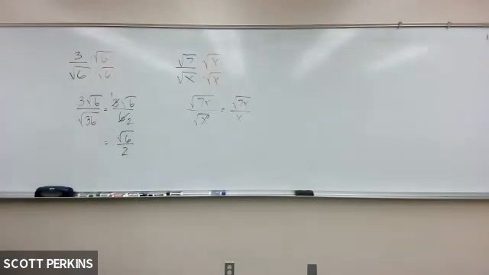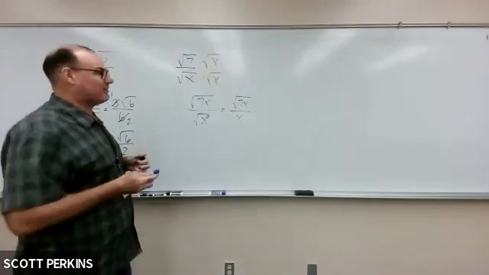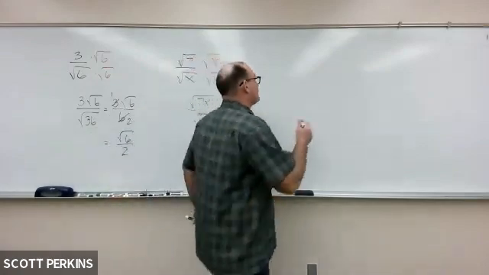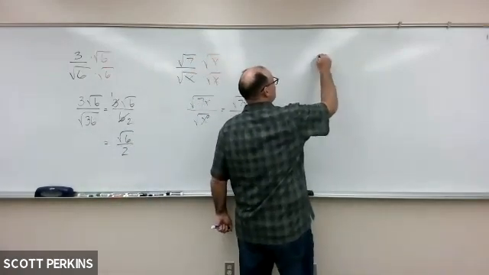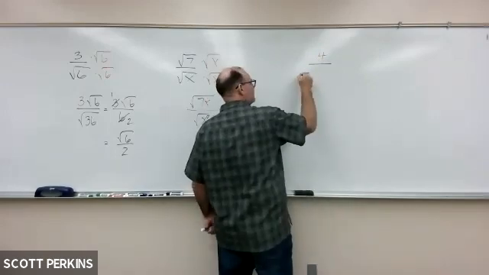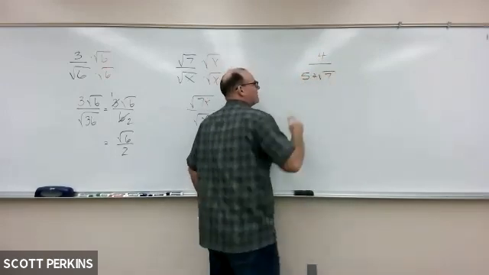so the last thing from this section, 7.5, is this. The other situation that you might be asked to rationalize the denominator is if I have a binomial. So 5 plus the square root of 7 in the bottom.